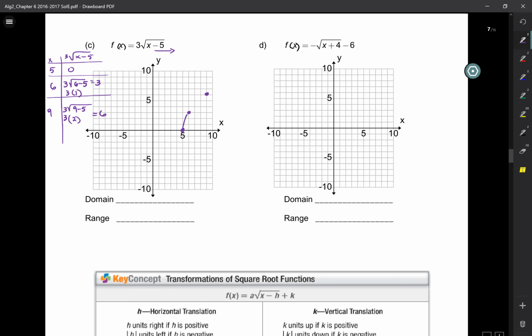Okay, and look at that. What did the 3 do you think? It made it so much higher, right? Wider.